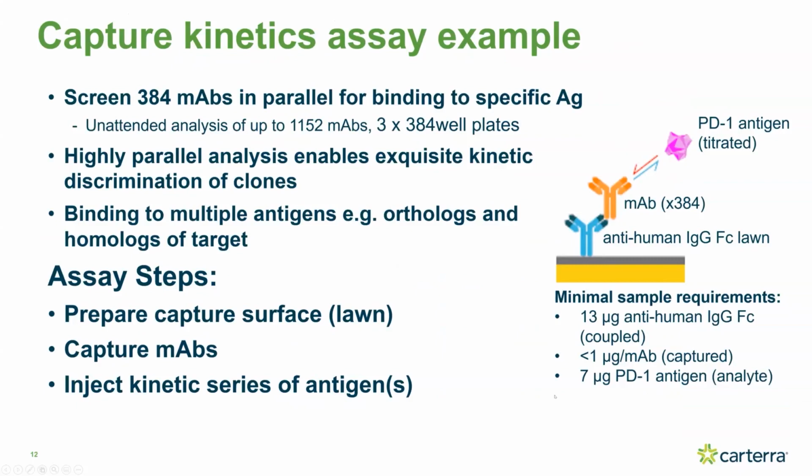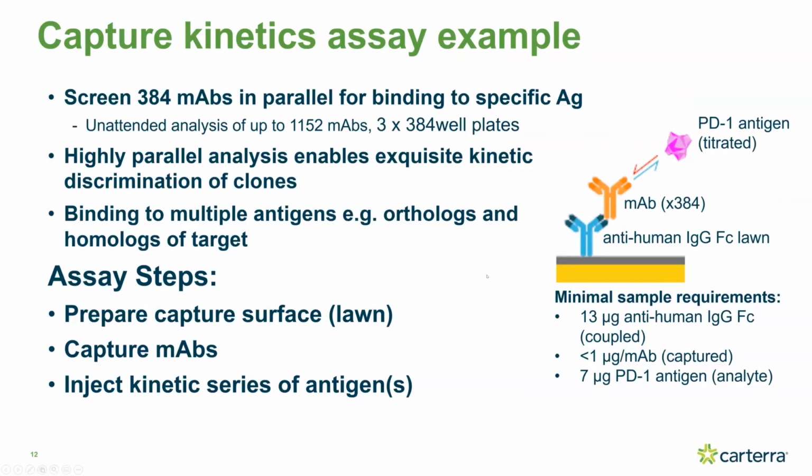And to do an 8-point dilution series starting at 1 micromolar and going down to 450 picomolar, we used a total of 7 micrograms of antigen. So it's incredibly antigen efficient for the amount of data we collect. And the LSA has 3 384-well plate positions in it. So if you're doing capture kinetics, you can run that up to 1,152 samples.